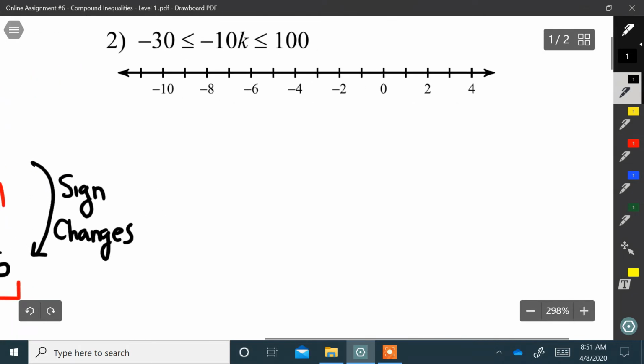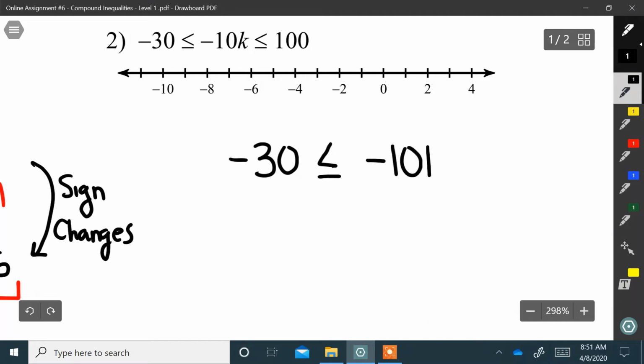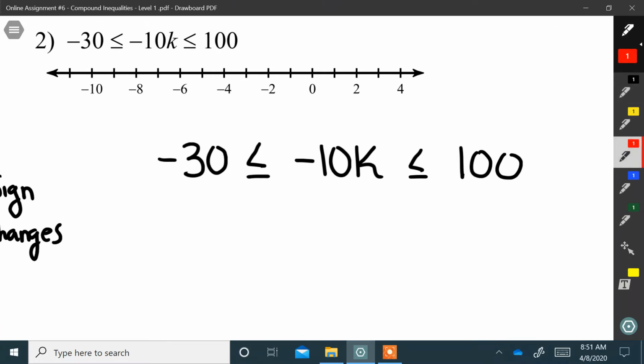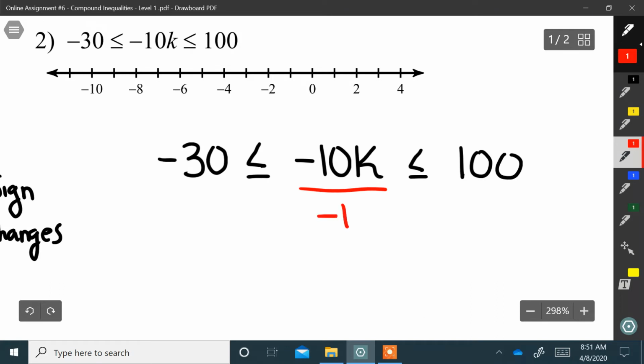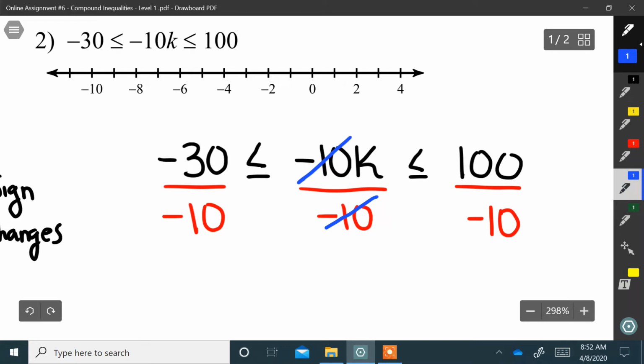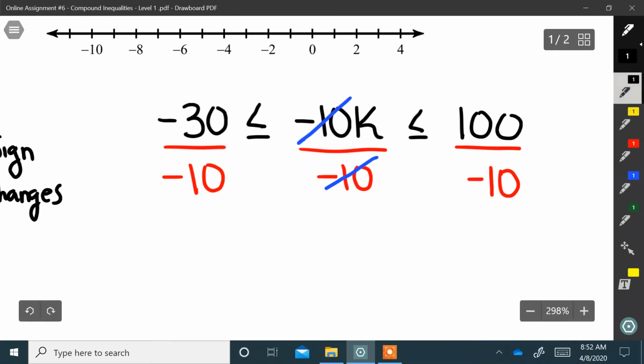All right, this one here is a little bit different. We have negative 30, then negative 10k, and then 100. So here's what I'm going to do. I'm going to divide everything by negative 10. Okay, why do I do that? So that this and this will cancel and the k will be by itself. Alright, so remember, I'm dividing here. So I'm going to get negative 30 divided by negative 10. That's going to be positive 3.